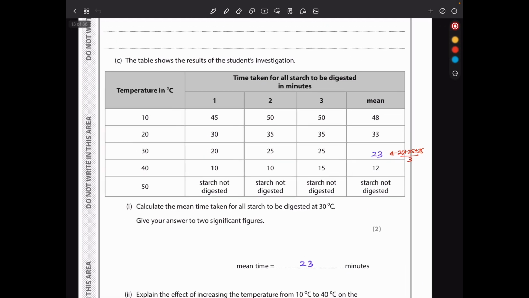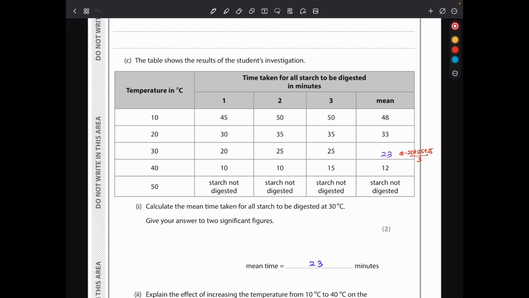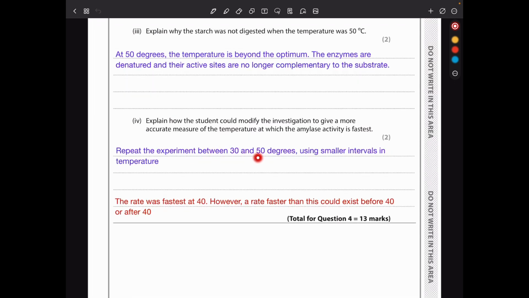If we go back, we can see the time decreased, but we did not know if the minimum was around here. So what we can do is repeat the experiment between 30 to 50 degrees using smaller intervals to see where we have the maximum rate or fastest rate of reaction.